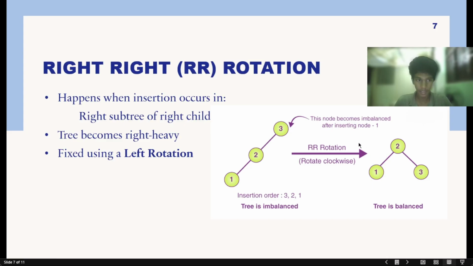To restore balance, we perform a left rotation on node 10. After rotation, 20 becomes the new root, 10 becomes the left child, and 30 becomes the right child. The AVL tree is balanced again.